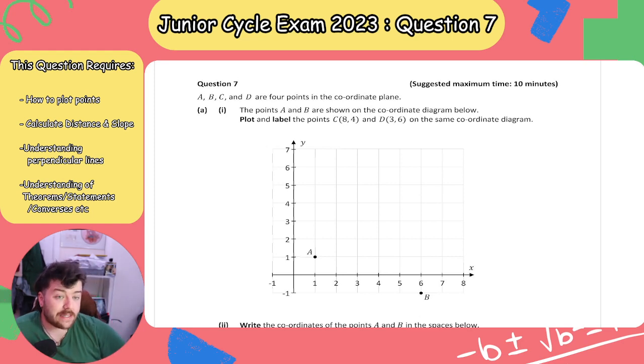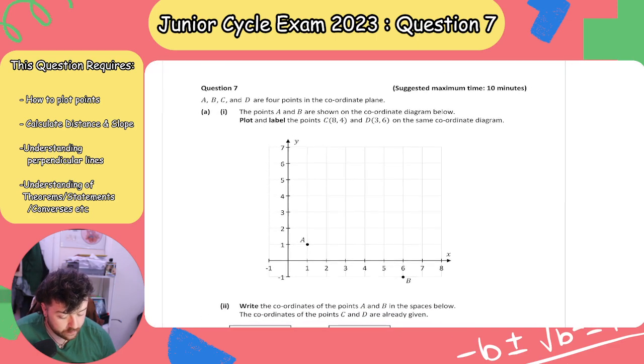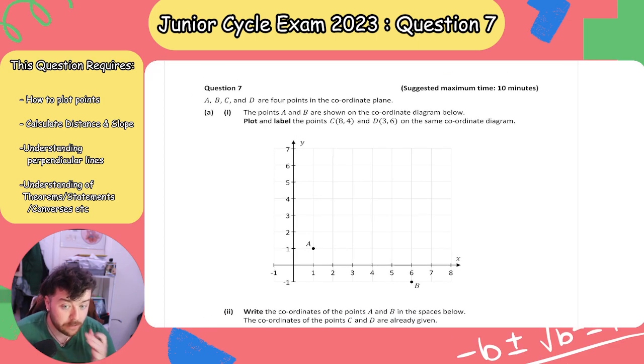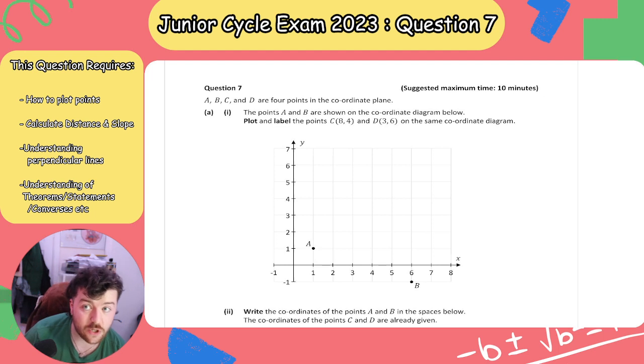Hello everyone. Okay, so this is question 7 of the Junior Cycle Higher Level exam. This is our coordinate geometry question, but it also throws in some geometry aspects as well, and understandings of proofs and theorems and converse of statements, etc. So let's start with this.